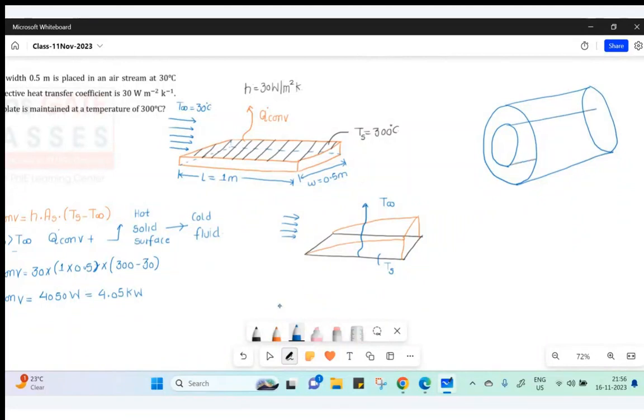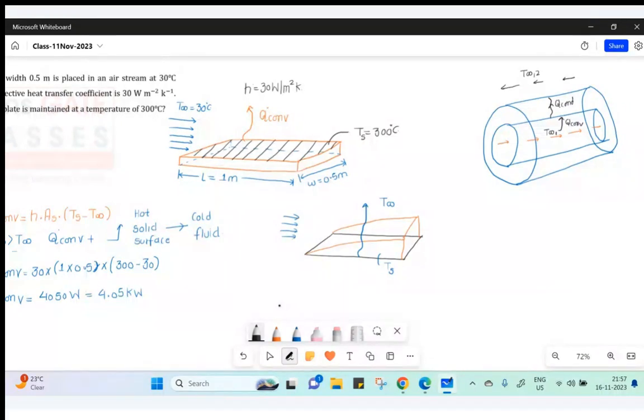This is the cylinder. And imagine you have hot fluid flowing through this. And let's say outside you have cold fluid, which is flowing. This hot fluid is at some temperature T infinity 1. Cold fluid is at some temperature T infinity 2. So what happens? How does heat transfer happen in this case? From here, heat will get transferred via convection to the inner surface. Then heat will flow via conduction through the solid.